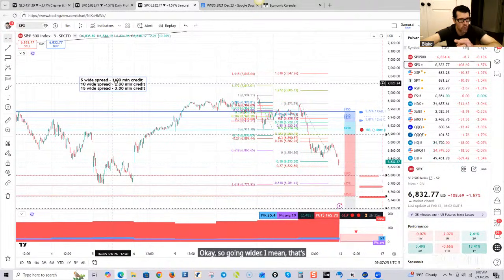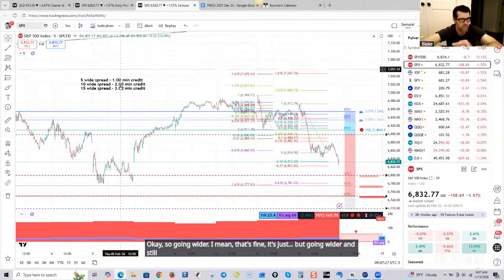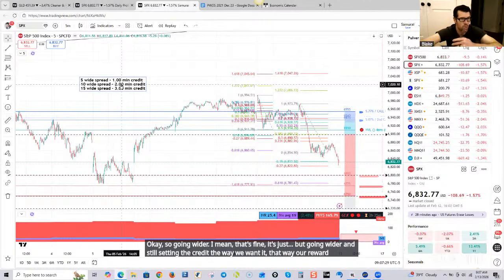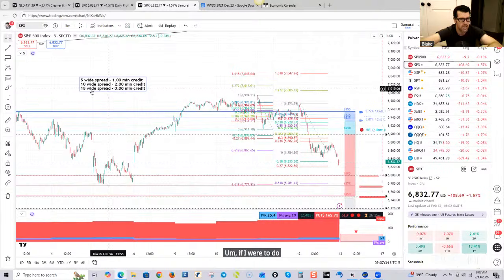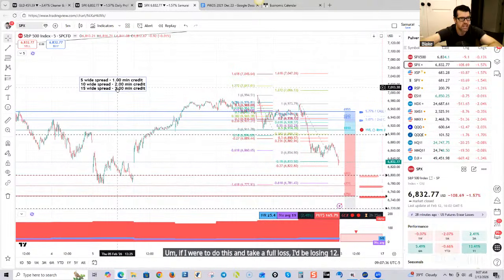It's just going wider and still setting the credit the way we want it. That way our reward to risk is about the same. That way our makeup trades is about the same. If I were to do this and take a full loss, I'd be losing 12. If I stick with this credit, it would take me 4 trades to make it up.